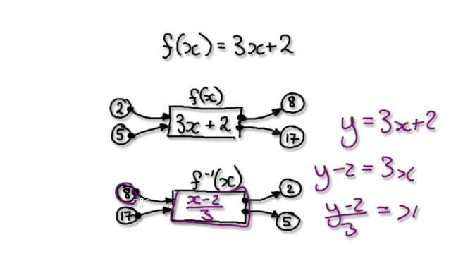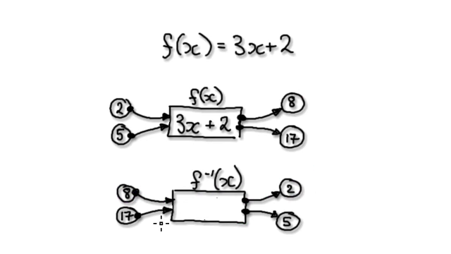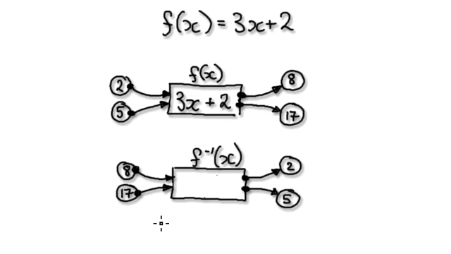If you put the number 5 in here, it will actually spit out the 2, which is what you want. If you don't understand this, then watch the section on functions, okay?